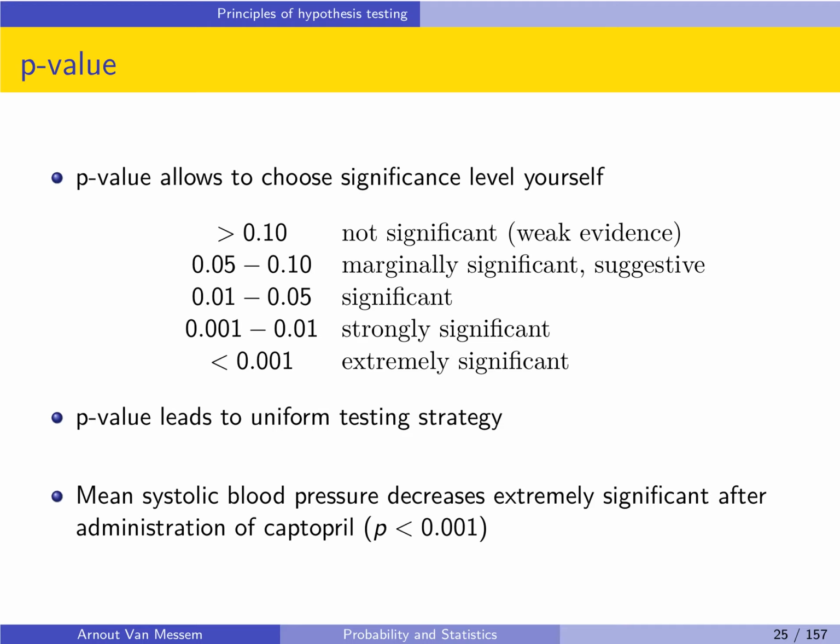So a p-value will lead to a uniform testing strategy. You can compare different tests, and you can compare the p-values to one another and say this test has a stronger result than another test. In our case, the mean systolic blood pressure decreases extremely significantly after the administration of captopril. Why? Because our p-value was smaller than 0.01%.